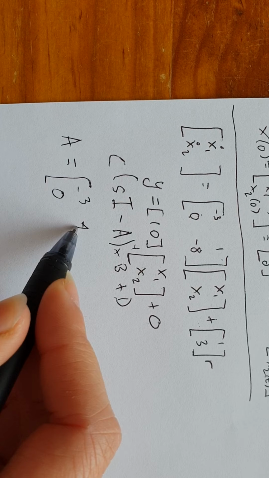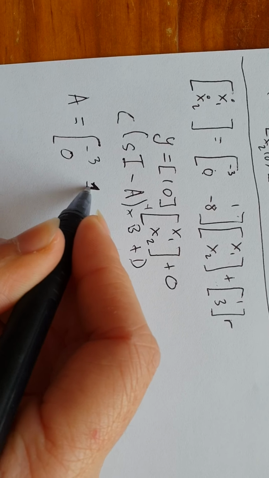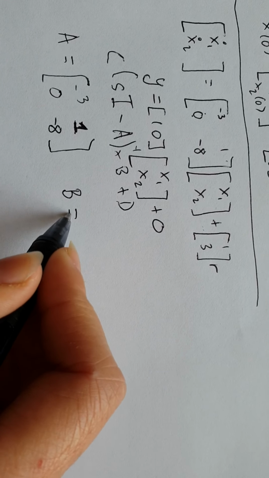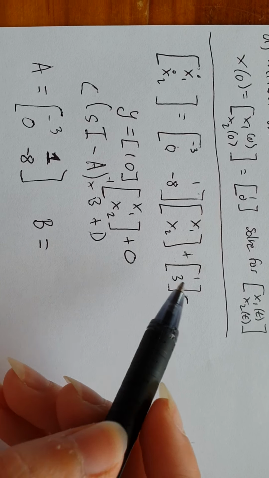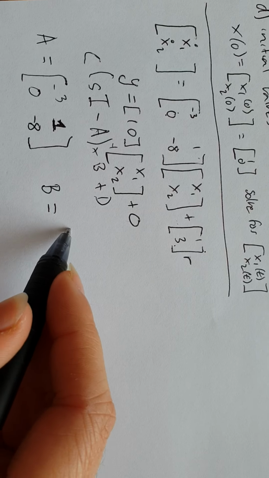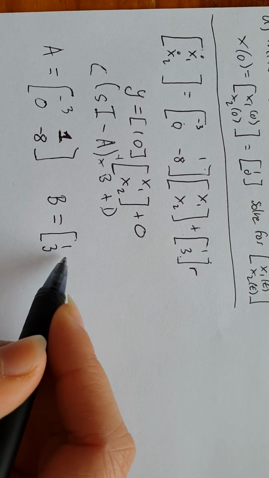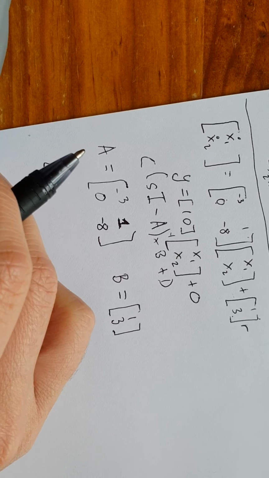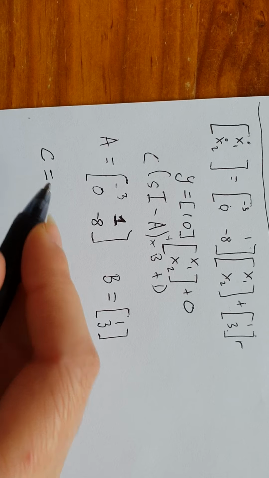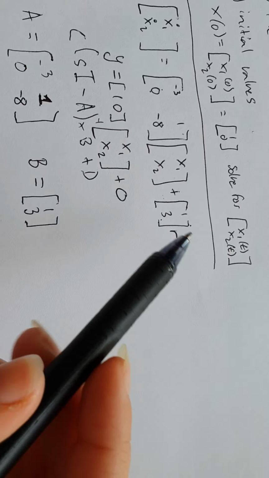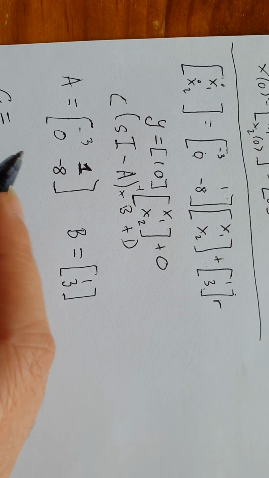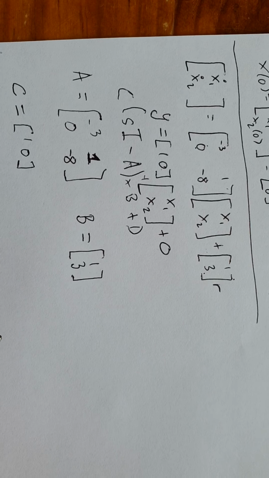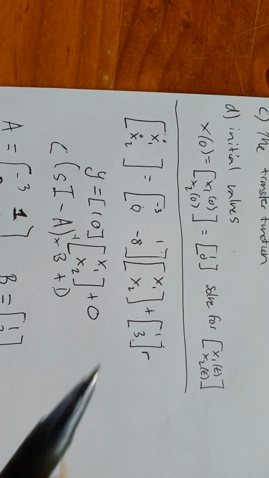The A matrix is minus 3, 1, 0, minus 8. Sorry, just 1. And minus 8. Our B matrix is our 1 and 3. Our C matrix is our matrix here, 1, 0. And our D matrix is just there.